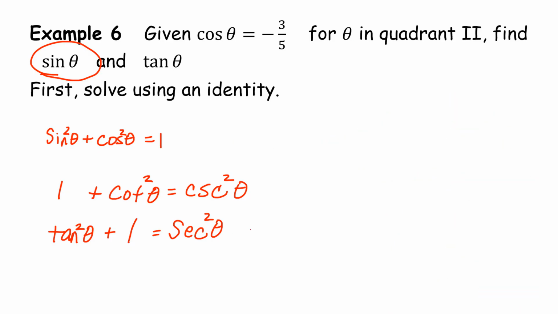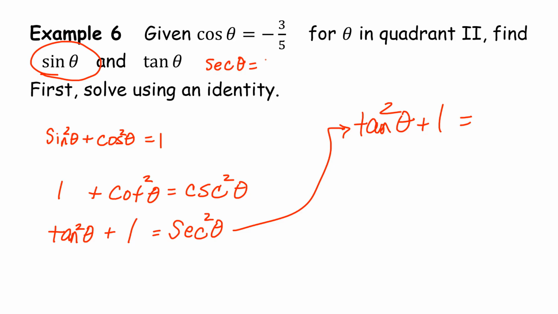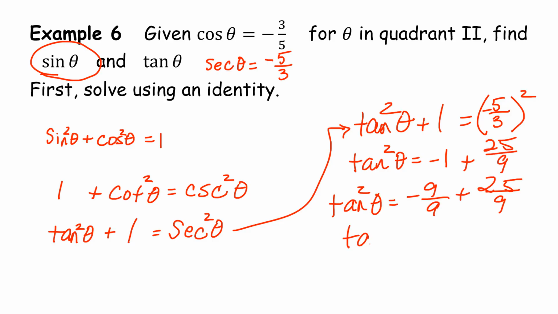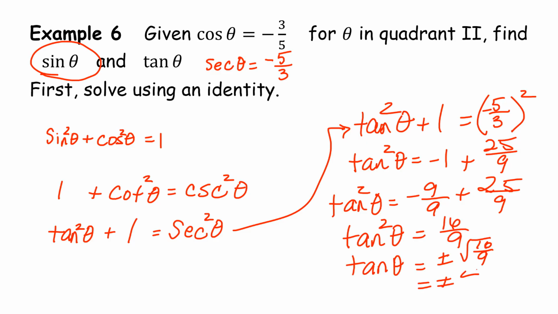Okay, to find tangent, I'm going to use the third identity right here. So tangent squared theta plus 1 is equal to secant squared theta. Well, we've got that cosine theta is negative 3/5. So secant theta is the reciprocal of cosine, so negative 5/3. So this is going to be negative 5/3 squared. So tangent squared theta, I'm going to subtract 1 on both sides. So negative 1 plus 25/9. So tangent theta is plus or minus 4/3. But we know that in the second quadrant, tangent is negative. So we have to write tangent theta is negative 4/3.